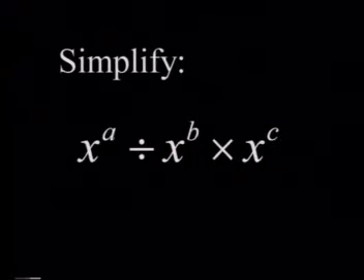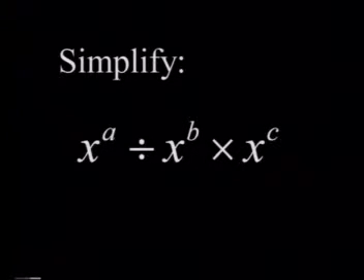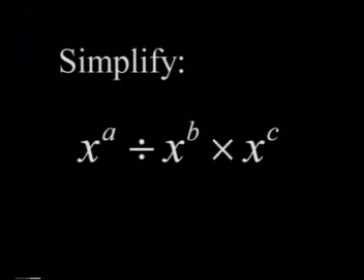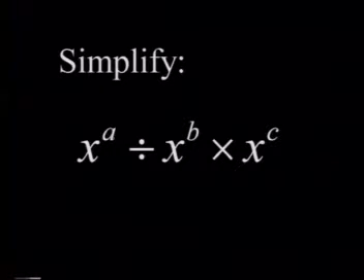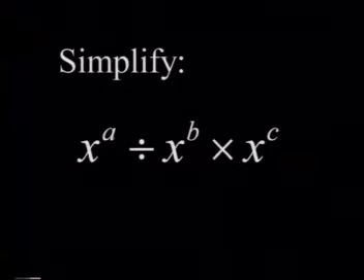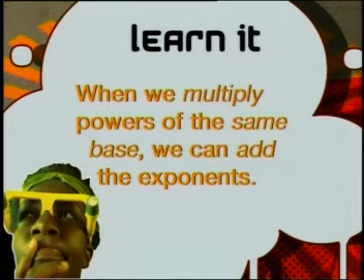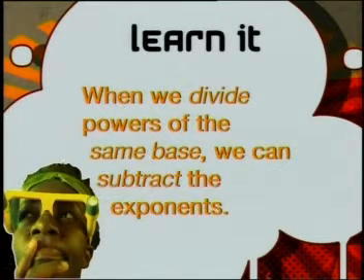Let's look at this example with variables. In this example, we have x to the power of a divided by x to the power of b multiplied by x to the power of c. Can we write this example as a power of x? Remember the laws? When you multiply powers of the same base, you can add the exponents. When you divide powers of the same base, we can subtract the exponents.